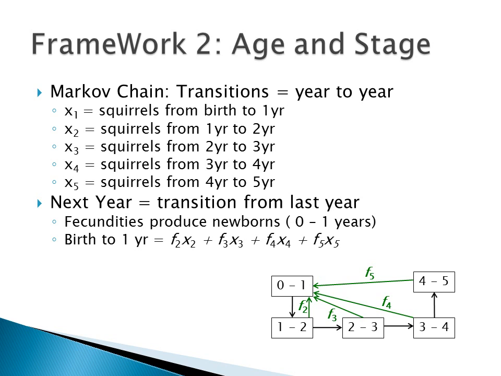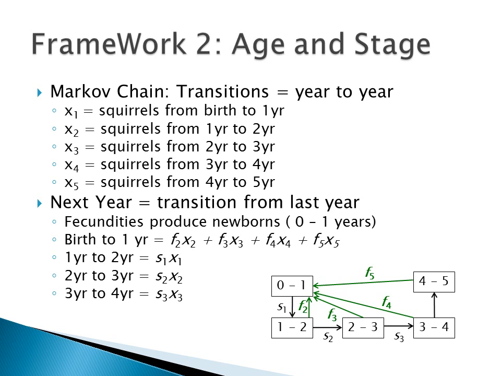So the number of offspring per squirrel will be F2 in year 2, and so the number of offspring times the total number of squirrels in year 2 gives us the total number of newborns that are produced by the 2-year-old squirrels. So the survival rates will be simple proportionalities. S1 will be a percentage of x1 that actually makes it to the next year, and so on and so forth. The survivals will all be less than 1. The fecundities could be larger than 1. Some animals have lots of offspring at a time.